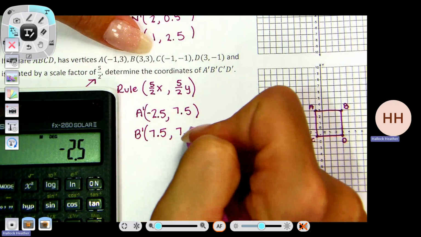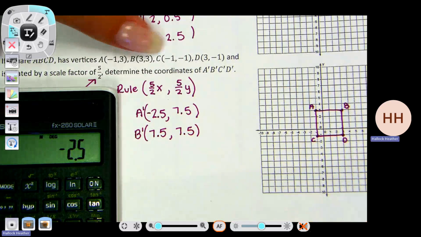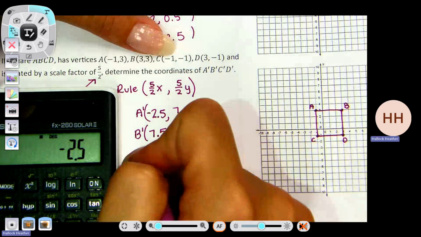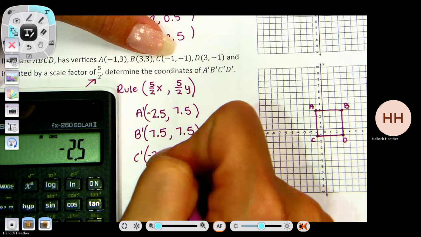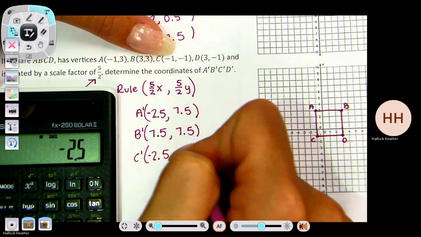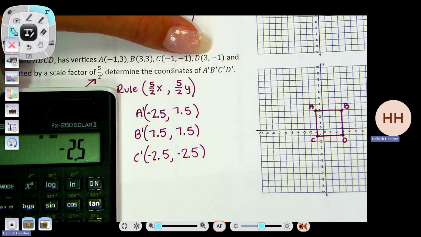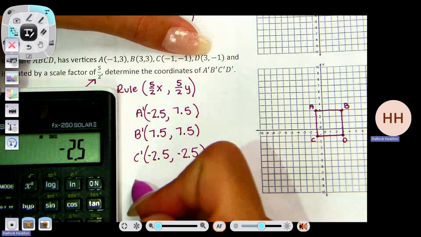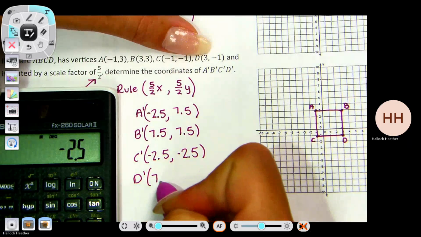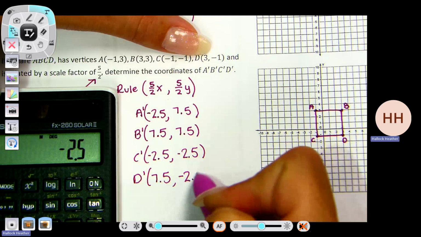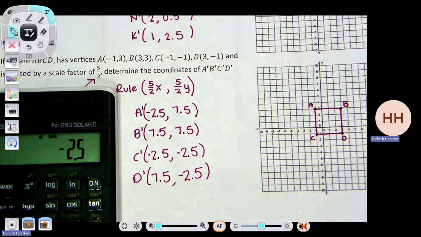Because it's a square, your numbers are going to repeat themselves once you do it once. -2.5, -2.5. And then this one's a combination. So it'll be 7.5 and then -2.5. So it's going to be a little weird to plot, but it's okay.